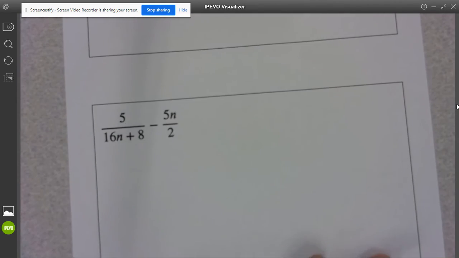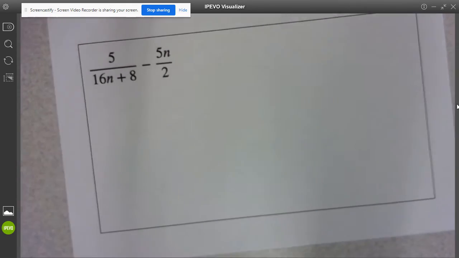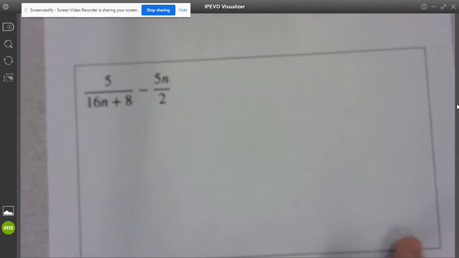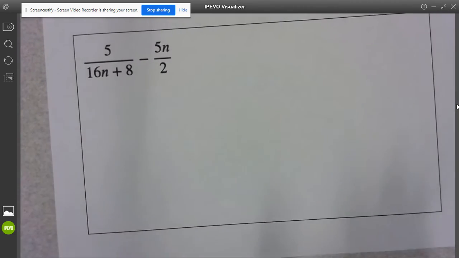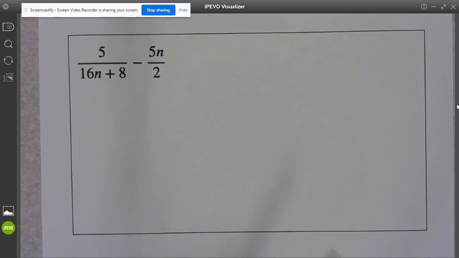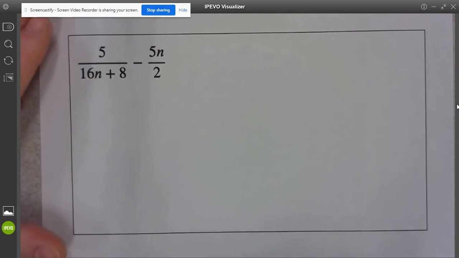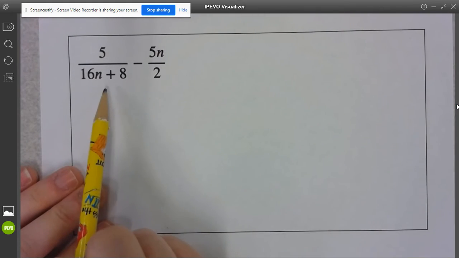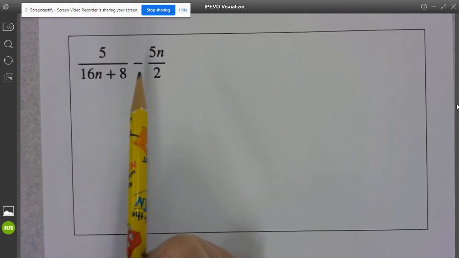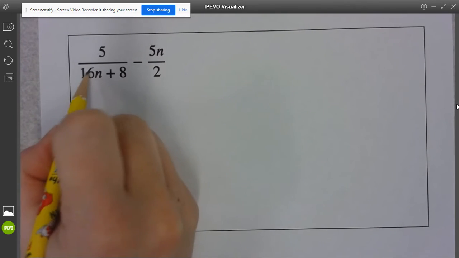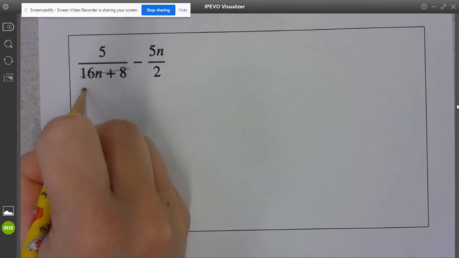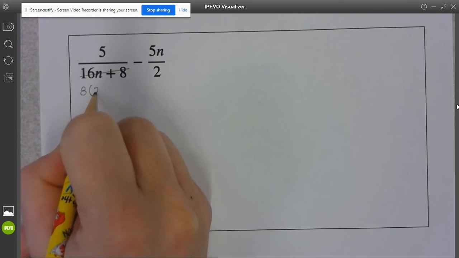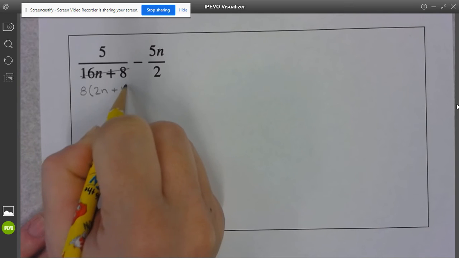All right, here is our next one. Focus it up a little bit better. So in this case, this is another one where I'm going to factor my first denominator as much as I can because I noticed that 16 and 8 have a common factor. So I'm going to rewrite this as 8 times 2n plus 1.